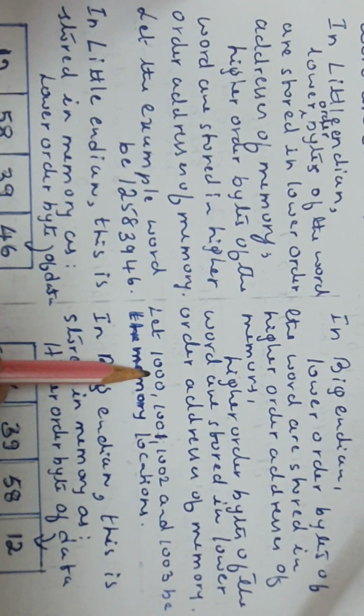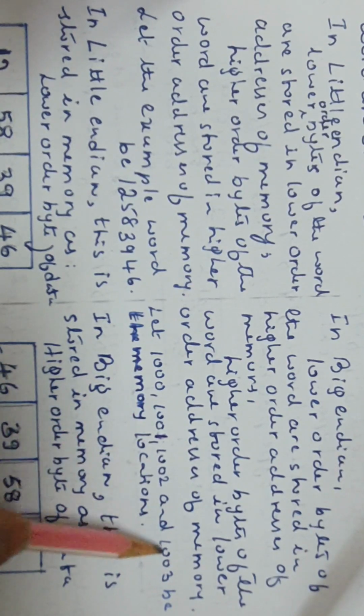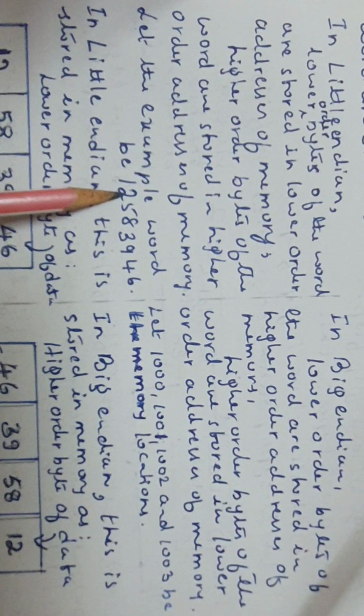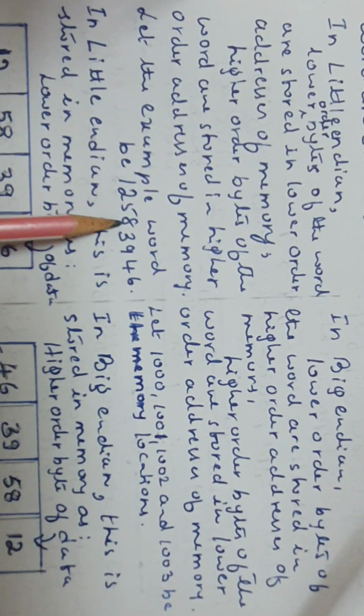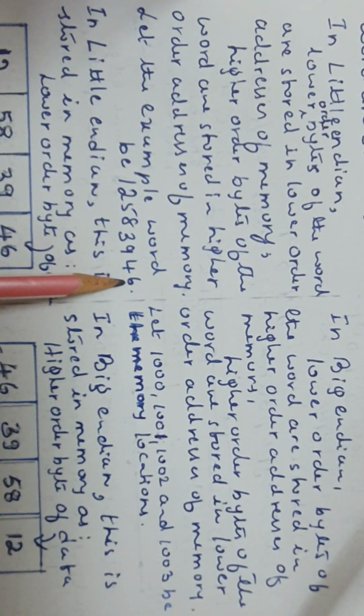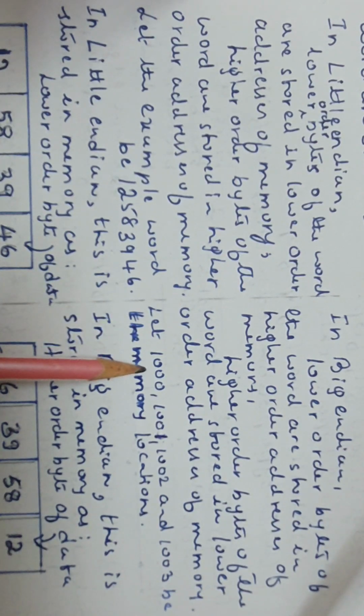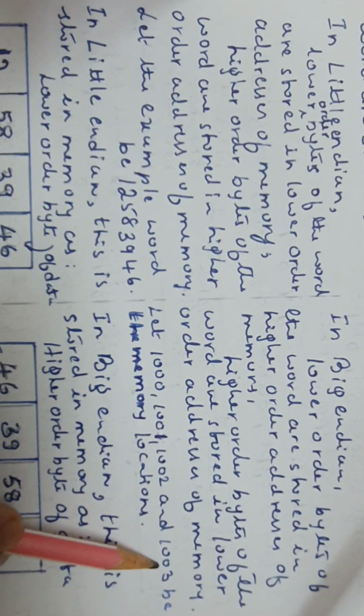Then let the memory location addresses be 1000, 1001, 1002 and 1003 where this word is going to be stored. This means memory is byte addressable. In one memory location only 1 byte can be accommodated. So this byte goes in the first memory location, this byte in the second, this in the third, and this byte in the fourth memory location. To store this in memory, 4 memory locations are needed, and those addresses we are taking as 1000, 1001, 1002, 1003.